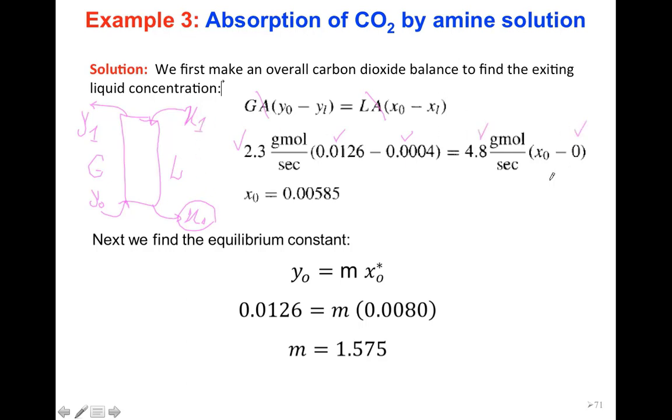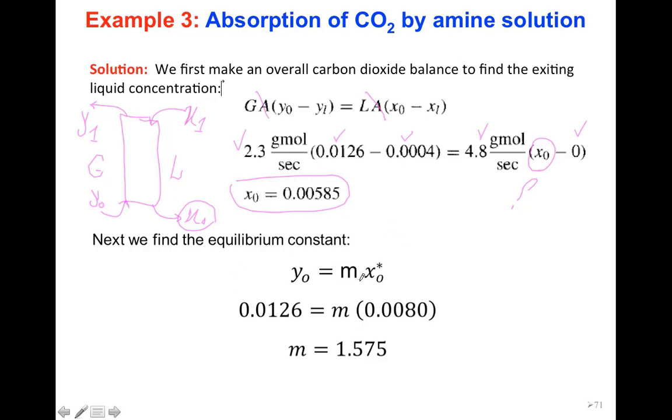I have the mass flow rate of the gas, but I don't know what the amount will be at the end. As I said, if it reached equilibrium, I don't know the value, but in real operation I will have to find it by using such a balance. The only parameter in this balance which is missing is x0, so that will be 0.00585. So this is x0.